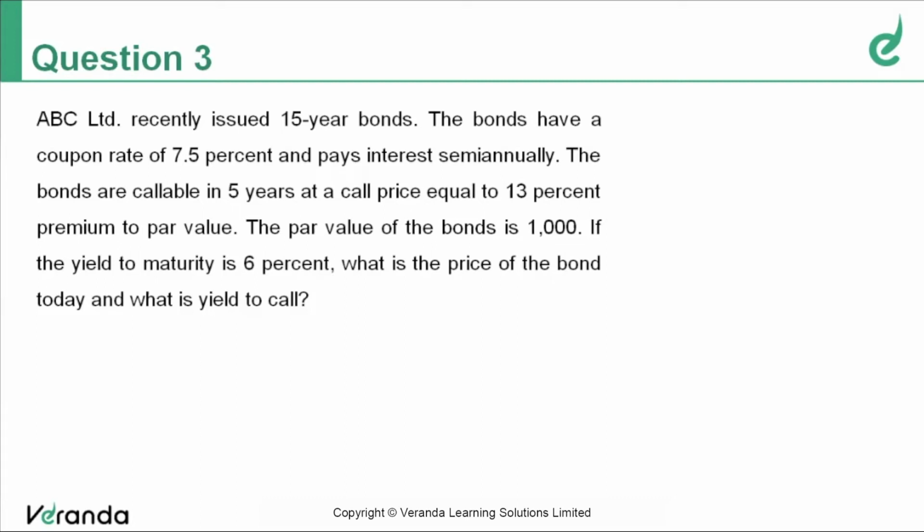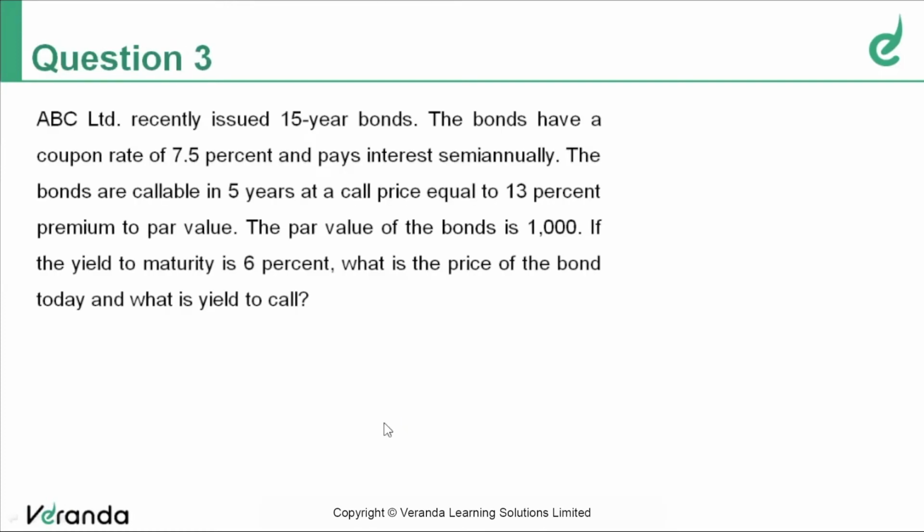That means if it were a 1,000 rupees bond, you may have to pay 13% more than the face value of the bond. 1,130 is the sum that you have to pay. If the yield to maturity is 6%, what is the price of the bond today? And what is yield to call? How do we find out the answer for this question?